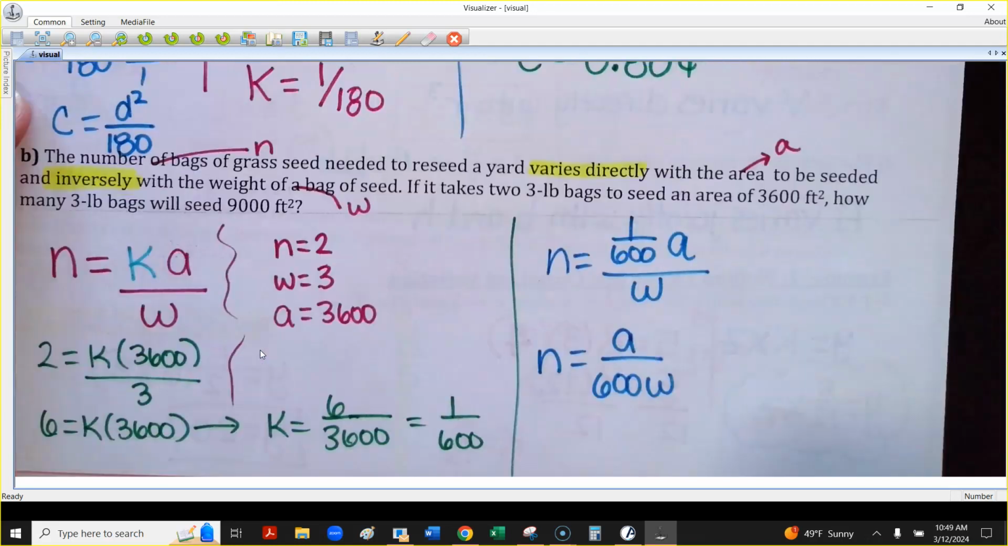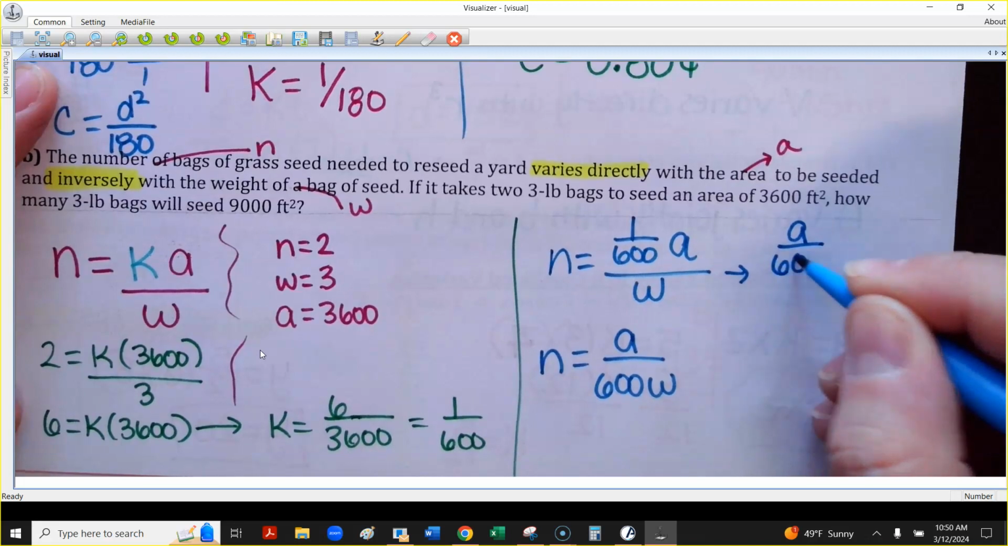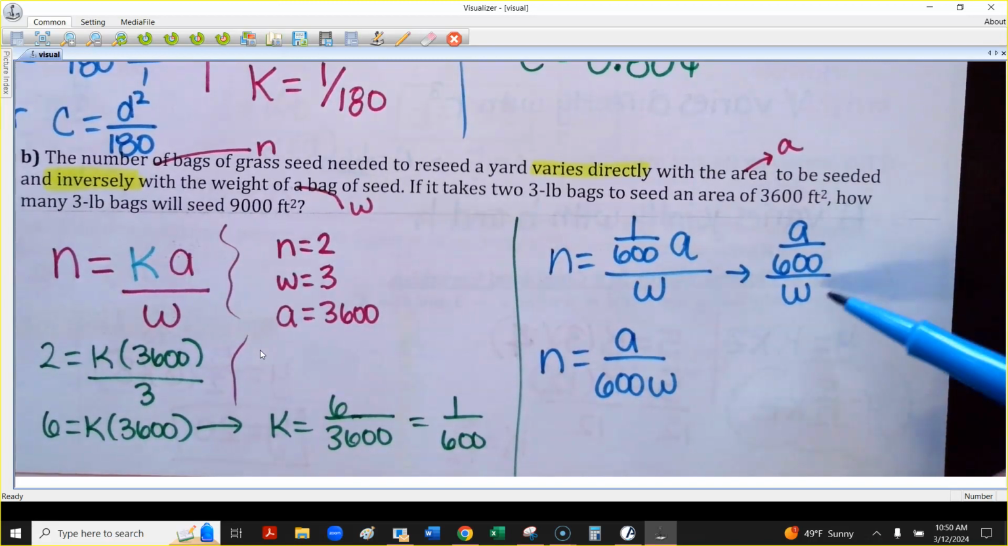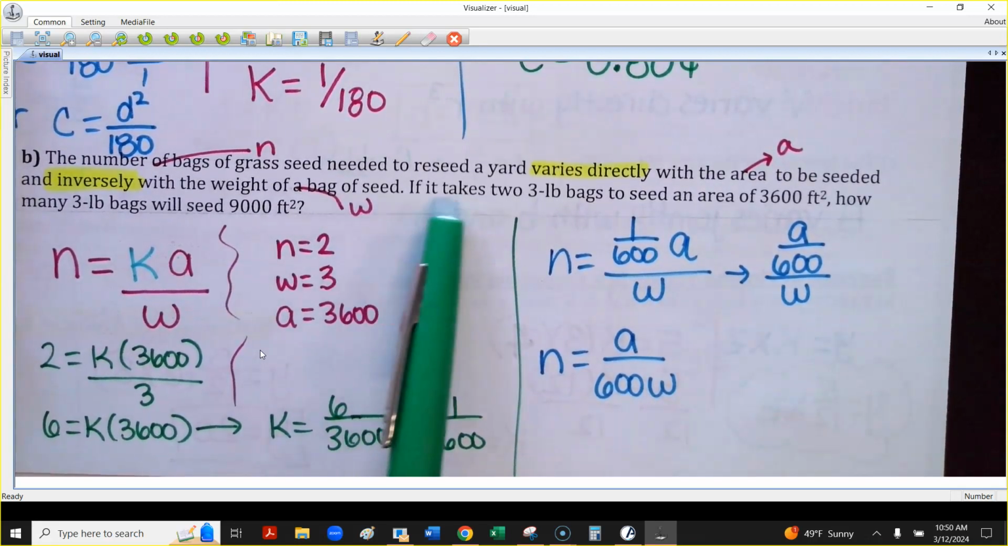If you're like, what the heck, where did you get that? The top of this would be A over 600 divided by the weight. You could do your keep, change, flip. But anytime you have a fraction and you divide by something like that, those two things just get multiplied together to simplify that. I'm just not having a lot of space here to write all that algebra out, but that's what's going to happen. Now, once you have this, it says it takes 2 3-pound bags to seed this.